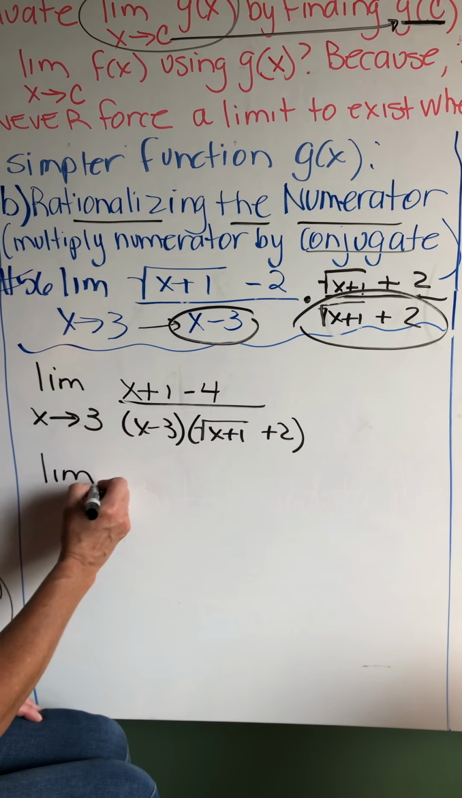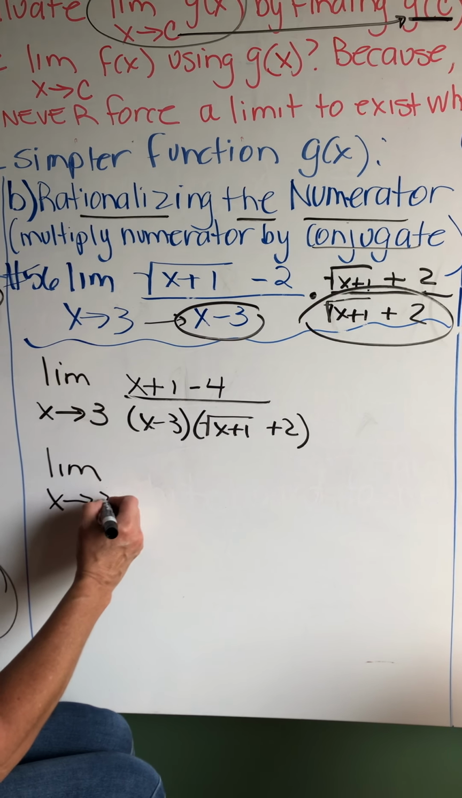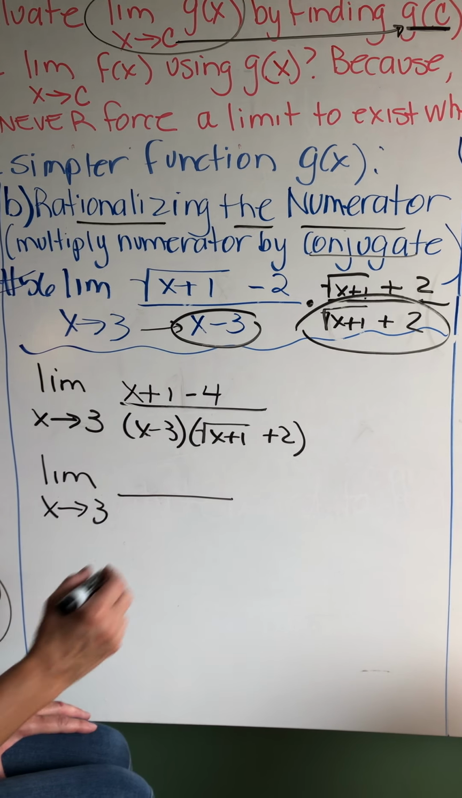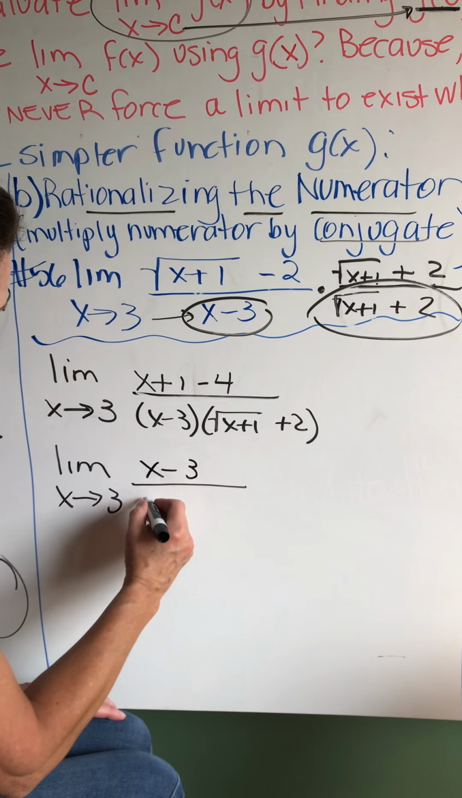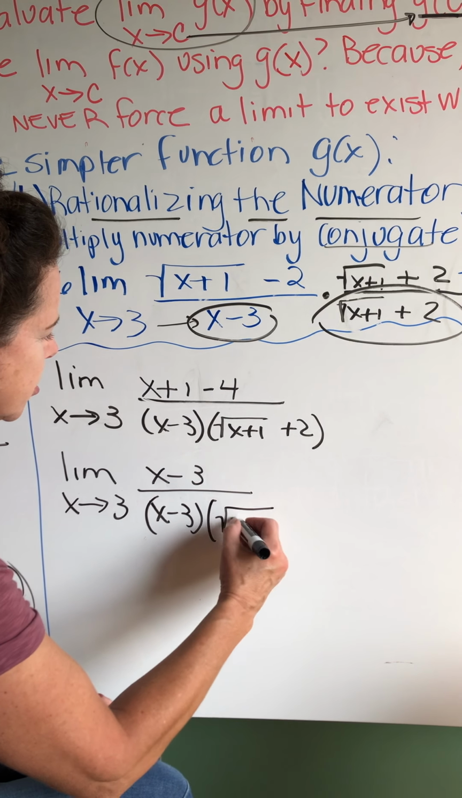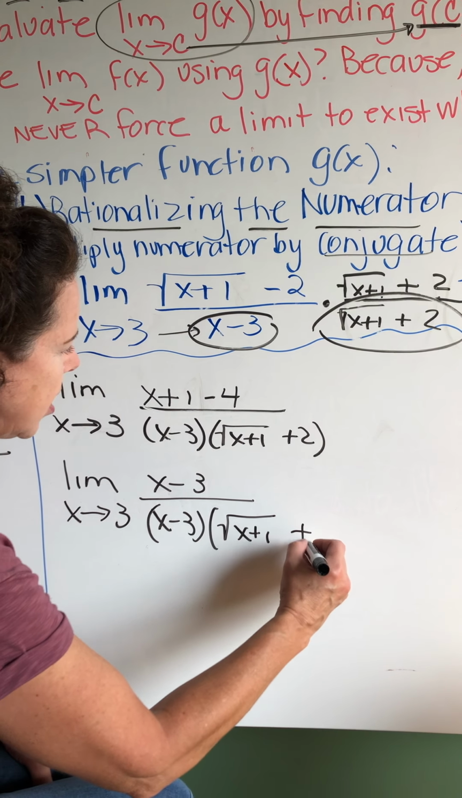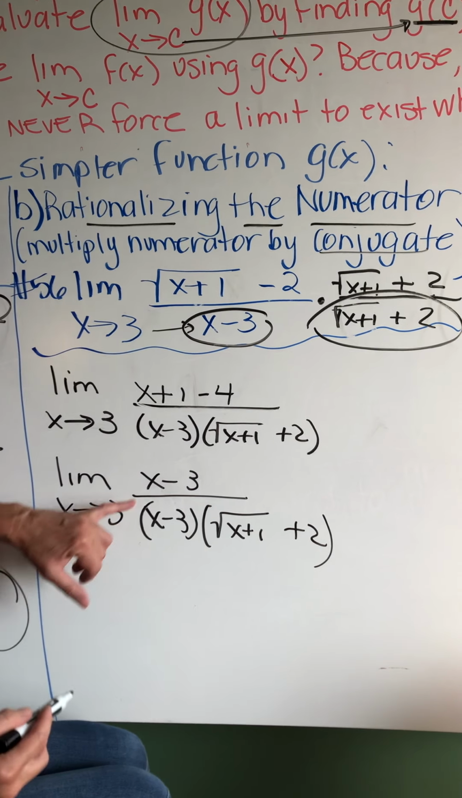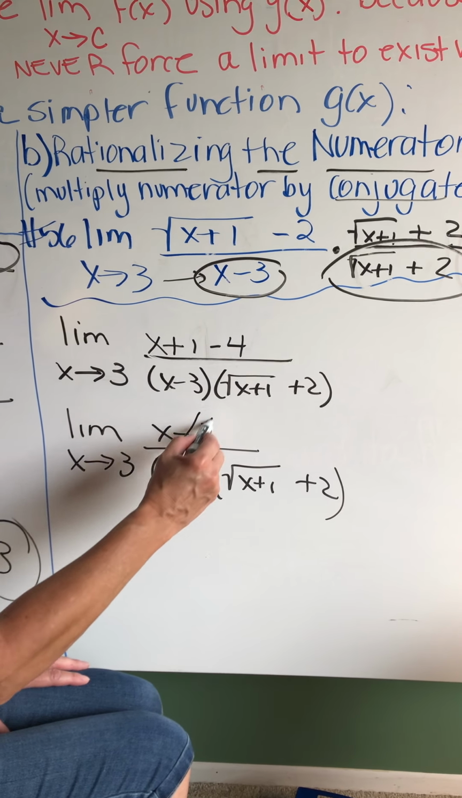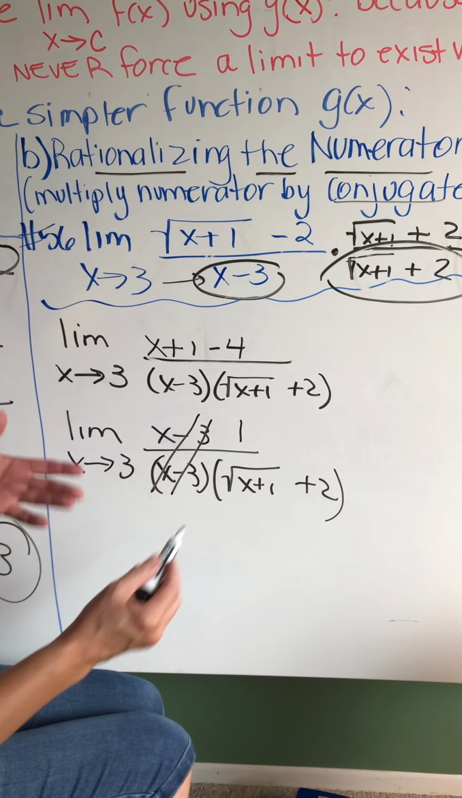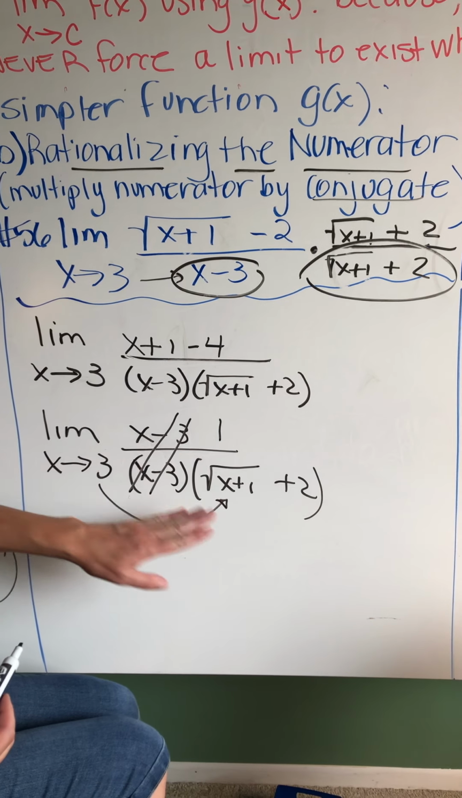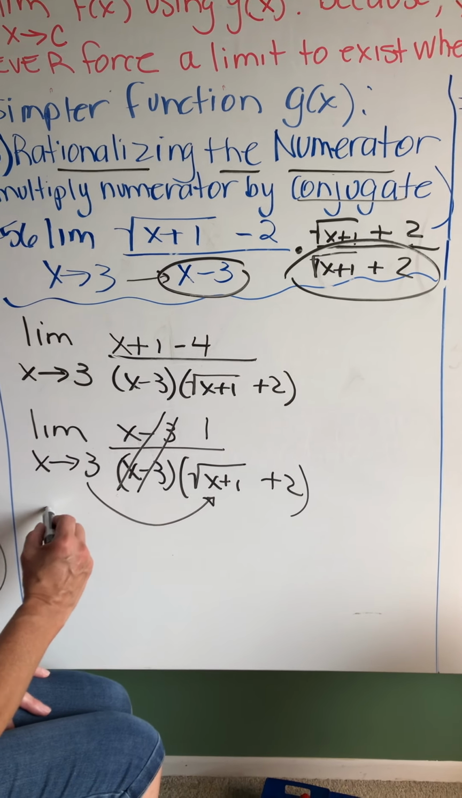Next simple step, all I'm doing in the numerator is 1 minus 4. That's x minus 3. Notice what happens then. It's just like magic, students. This is why I love calculus. Notice that the x minus 3 in the numerator and denominator do in fact cancel. And now I can use direct substitution into the denominator to solve the limit.